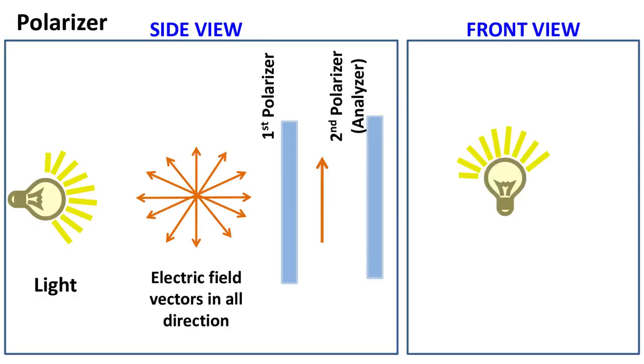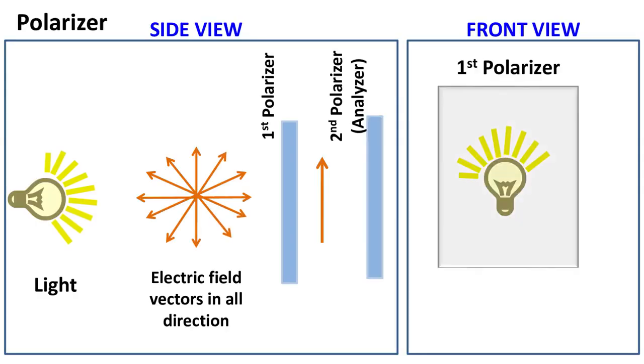First, let's talk about polarizers. Light is made up of electromagnetic radiation, and the electromagnetic radiation is made up of electric and magnetic field vectors. To make things easy, here we will consider only the electric field vectors. The unpolarized light has electric field vectors oscillating in all directions. When this light passes through the polarizer, only the electric field vector oriented in a particular direction passes through, whereas the rest of the electric field vectors are blocked.